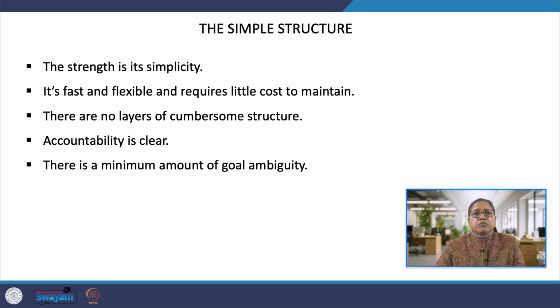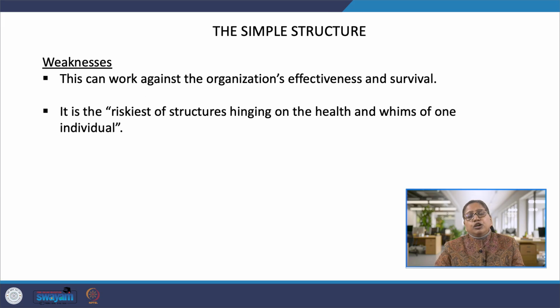Roles are very clear because members are able to identify readily with the organization's mission, and it's fairly easy to see how one's actions contribute to organizational goals. The weakness of the simple structure is the concentration of power, which, of course, can work against the organization's effectiveness and survival.